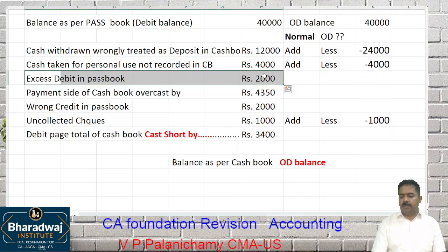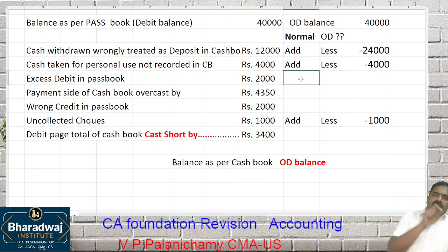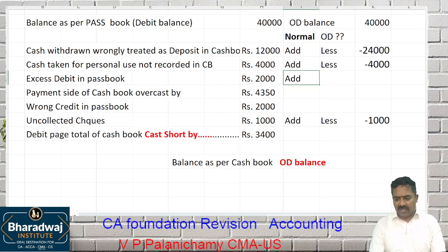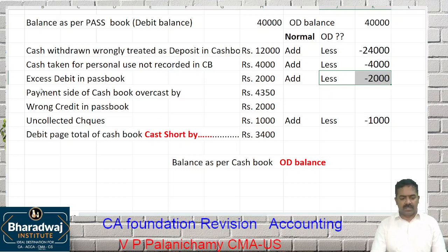Excess debit in passbook. Debit in passbook, is it plus side or minus side? Minus side. We reduced 2,000. Has the customer reduced 2,000? No, let us add, but since OD is the starting point, minus 2,000. In the passbook, the banker has deducted 2,000. The customer has not deducted this. Add 2,000. Since OD is a starting point, minus 2,000.